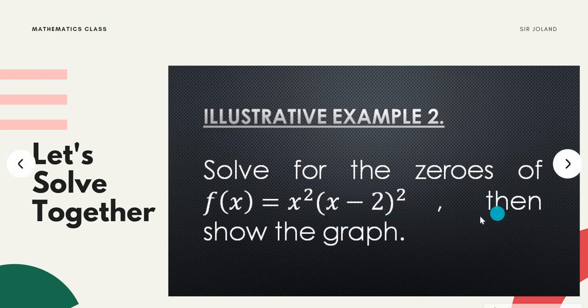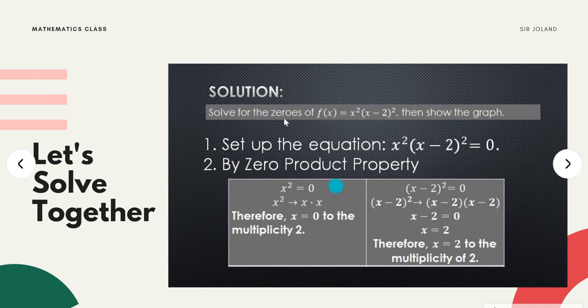So, tingnan natin. Sabi, show then also the graph. Okay, so let's start. So for our solution, solve for the zeros of the function, then show the graph. So first step natin, set up the equation. So ganun pa rin, equate lang natin sa 0. So you have x squared times the quantity x minus 2 squared is equal to 0.